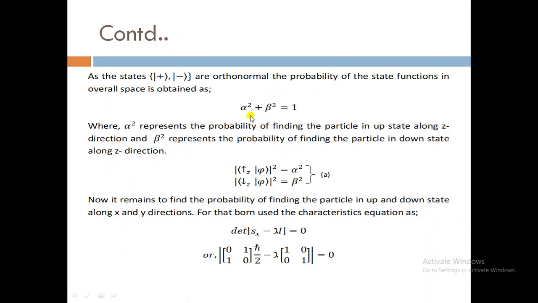Those two: one will represent the probability along upward z direction, and another will represent the probability of finding the particle along downward z direction, the probability of spin. For that, we will simply write like this: probability of z along psi, that will be represented by alpha square, and probability of finding the particle along downward z direction is represented by beta square.